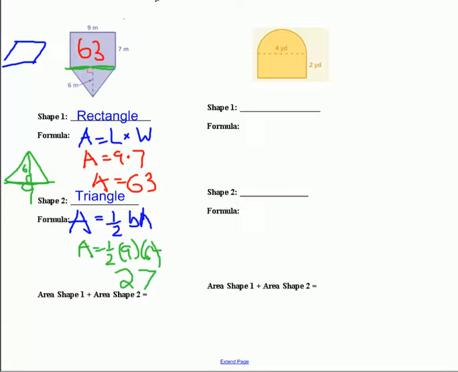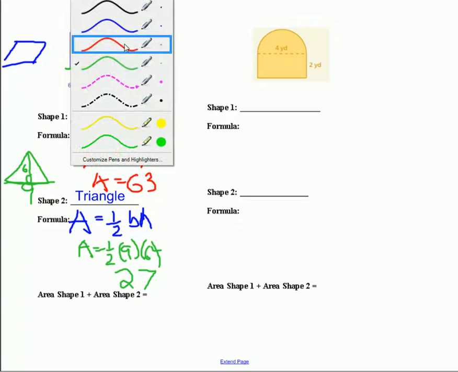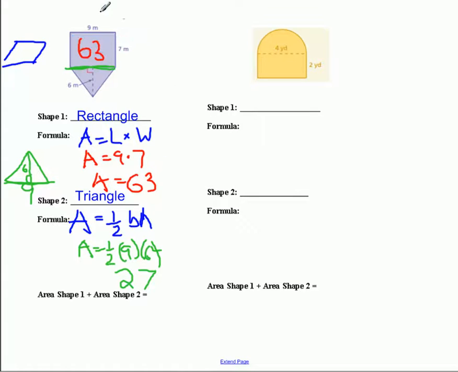So now my final step that I have to remember is that I really wanted the combined area of both of those shapes. So all I'm going to do is I'm going to take the area from shape 1 and add it on to the area of shape 2. It's just like what we did with perimeter the other day. And so my final answer is 90.